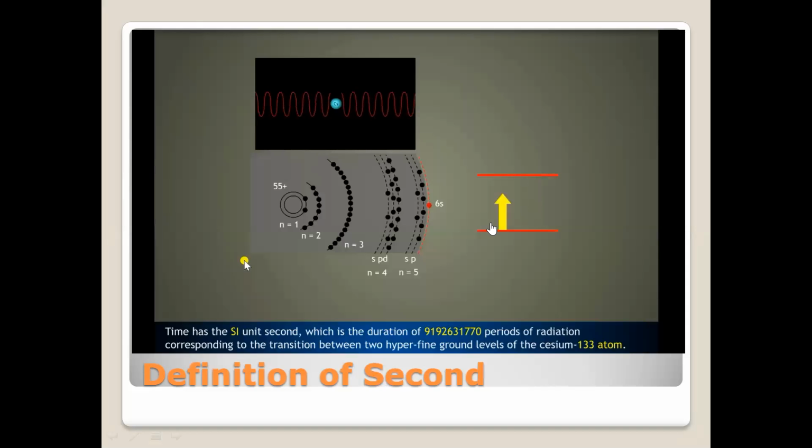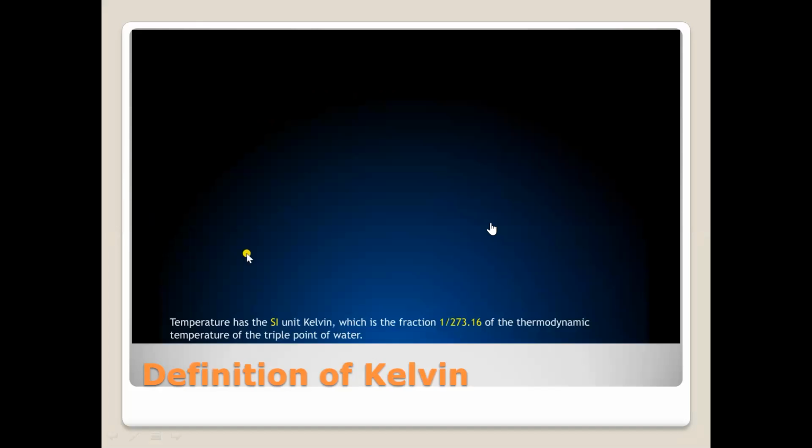Definition of second. Second is the SI unit of time. This is a duration of 9,192,631,770 periods of radiation corresponding to the transition between two hyperfine ground levels of the cesium-133 atom. Definition of Kelvin is this. It is a fraction 1 by 273.16 of the thermodynamic temperature of the triple point of water.